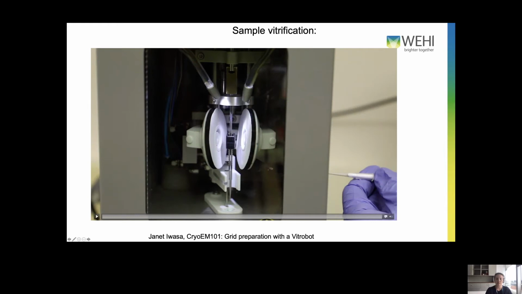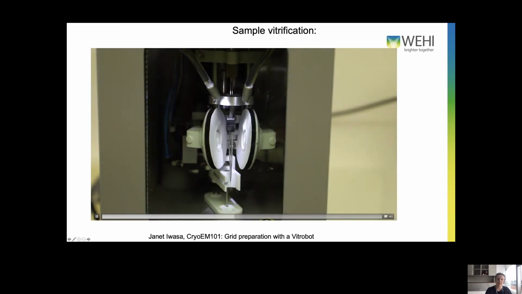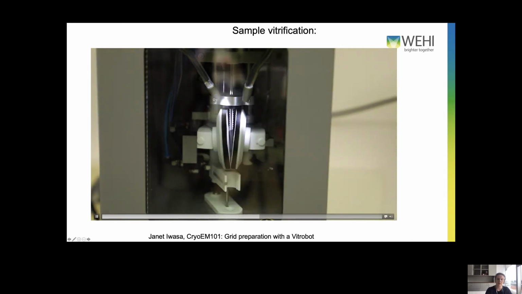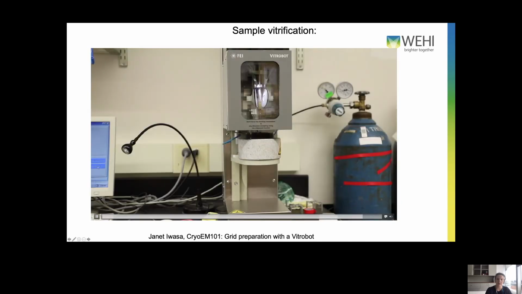So this is just a short video to show how it is done with the Vitrobot. Here we apply the sample. There's a little grid over here. It takes about 3 to 4 microliters. Then the grid is blotted with filter paper. So this is this. And after that is done, it will be very quickly plunged, right here, right now, into the liquid ethane.